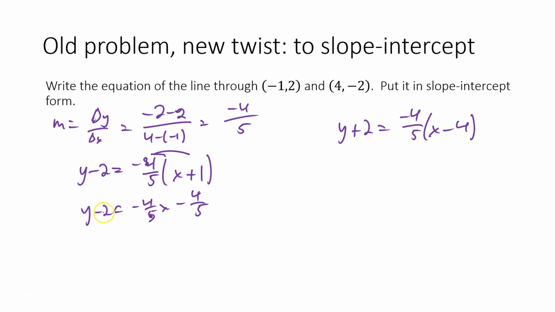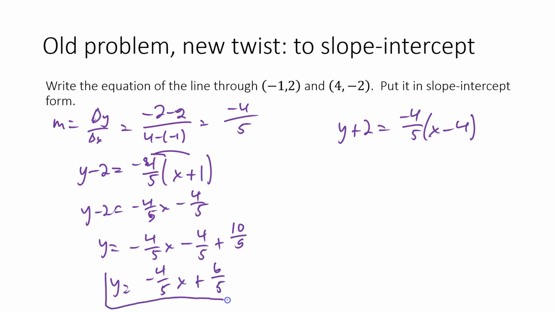And now I'm going to add 2 to both sides. So y is equal to -4/5 x minus 4/5 plus, let's think about what 2 is in terms of fifths. I think that's 10/5 because I want to add those together. So I have y equals -4/5 x, -4/5 plus 10/5 is a positive 6/5. There we go. Did you get the same thing?